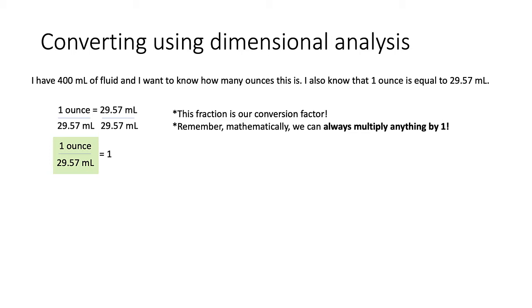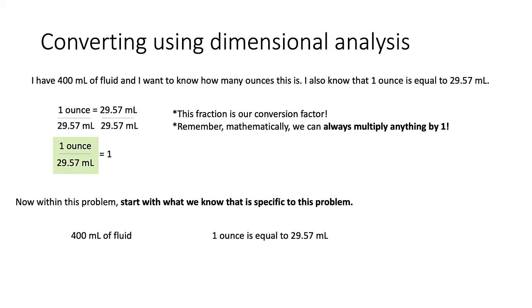We don't have to do it to both sides. We can do it just to a numerator. We can multiply anything in math by 1 and we'll still maintain its accuracy, always. And so because this conversion factor is equal to 1, we can multiply by it, upside down, right side up, whatever we need to do.